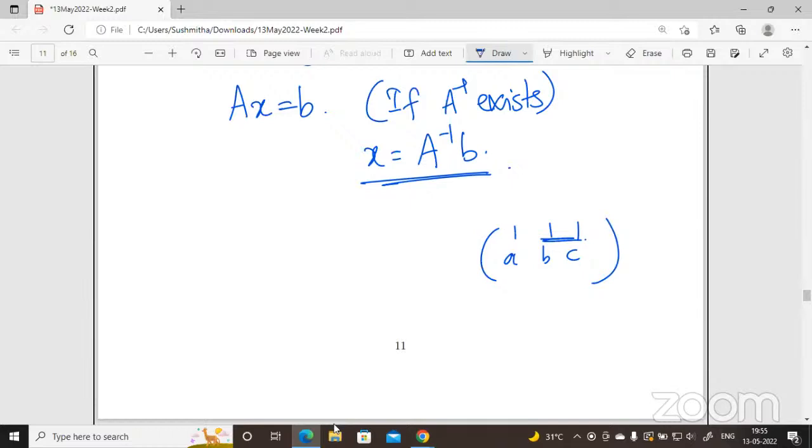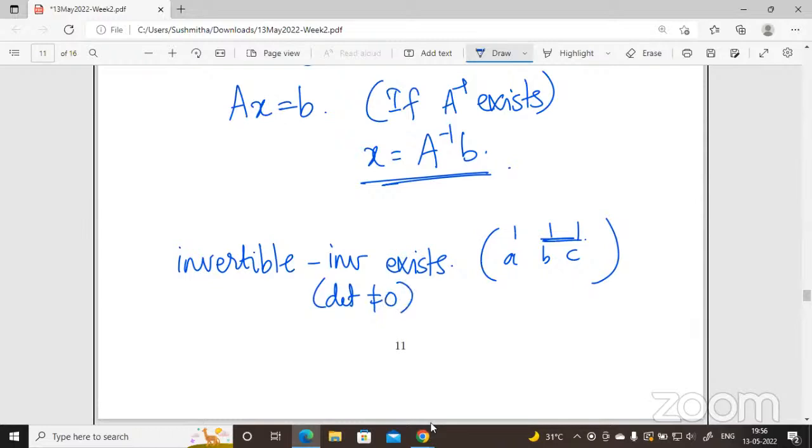Ma'am, I have one doubt about invertible. I didn't understand what invertible is. Invertible means the inverse exists. That's all. For the inverse to exist, the determinant has to be non-zero. Then the inverse will exist and it will be called invertible, right? Invertible or non-singular. Singular means the determinant will be equal to 0.